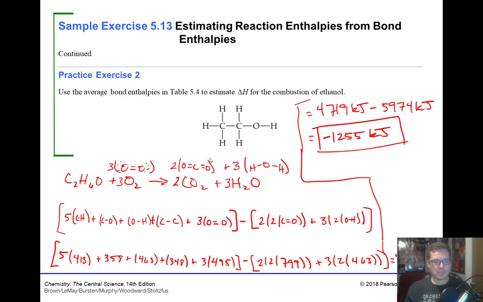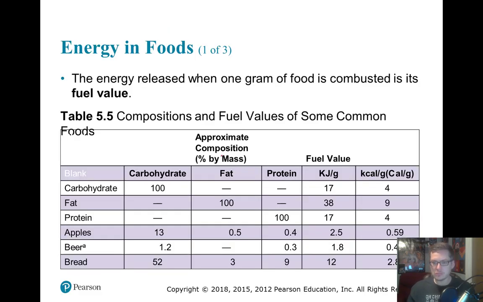A couple more things we need to talk about here. Energy in foods. The energy released when 1 gram of food is combusted is known as its fuel value. Here's a table with a bunch of different things you can look at. Carbohydrates provide 17 kilojoules per gram. So they have a lot of energy per gram, or 4 big C calories per gram.